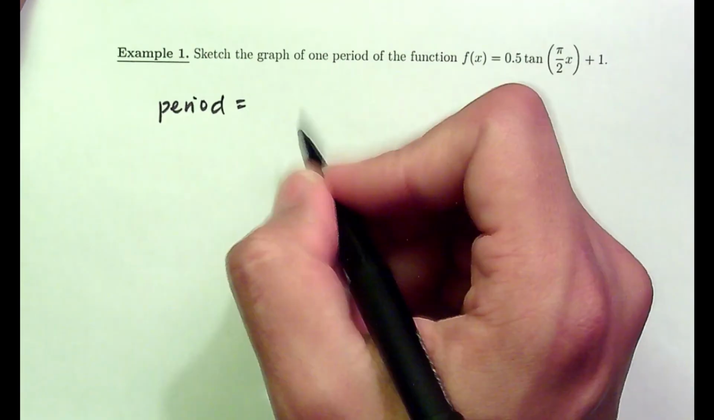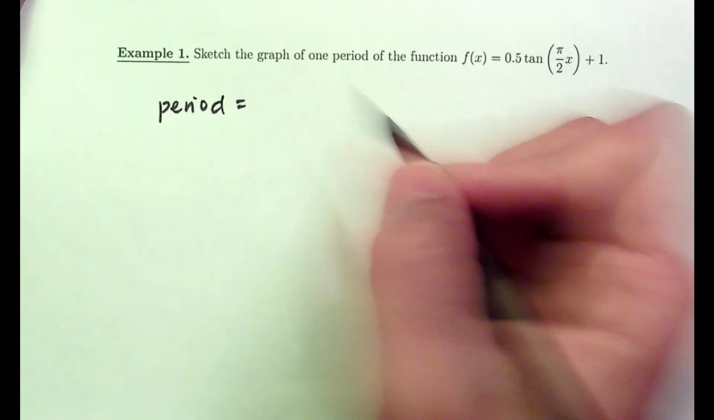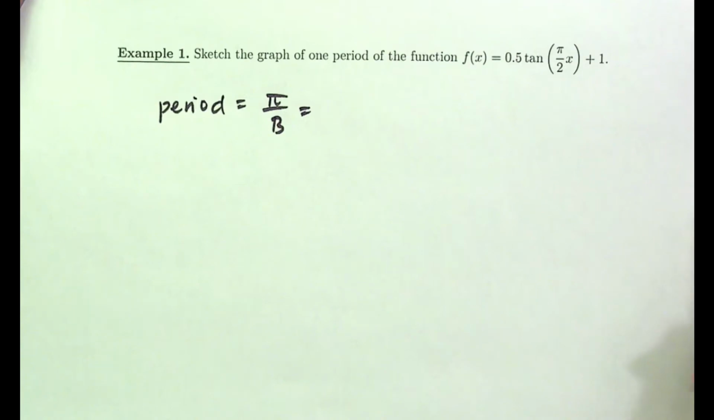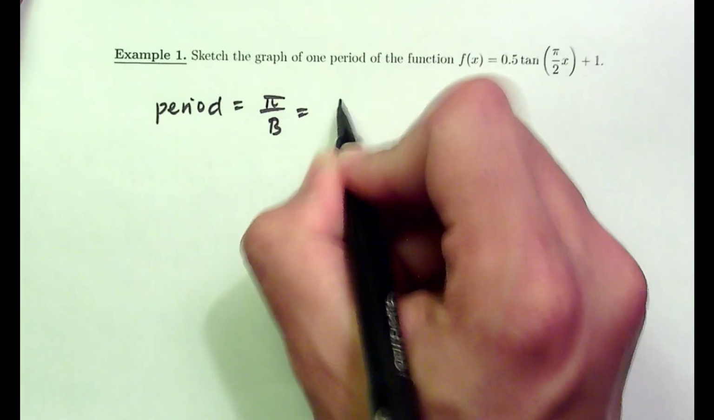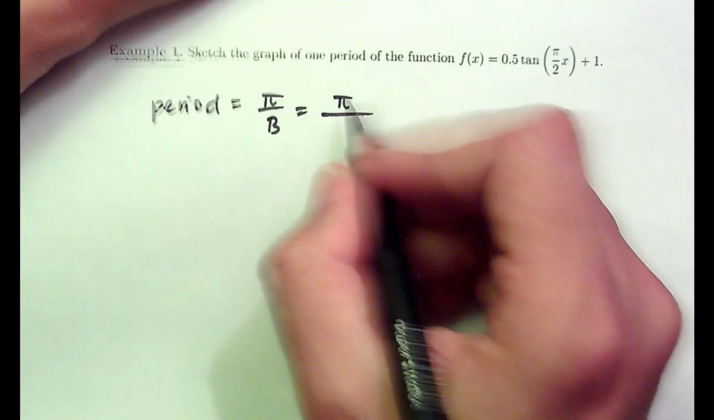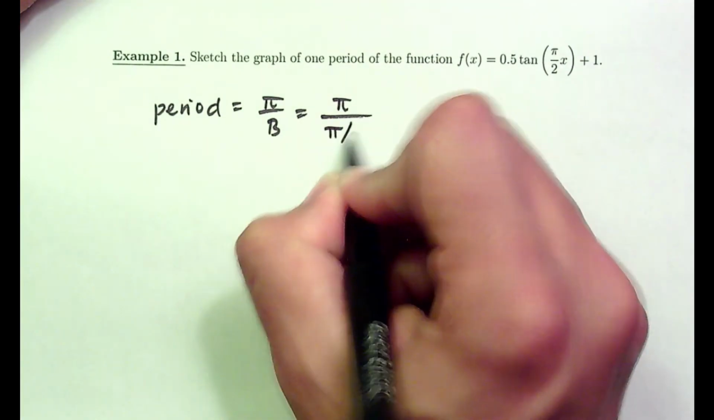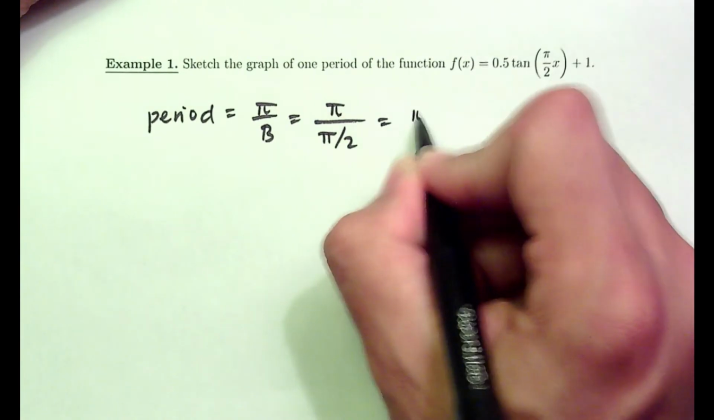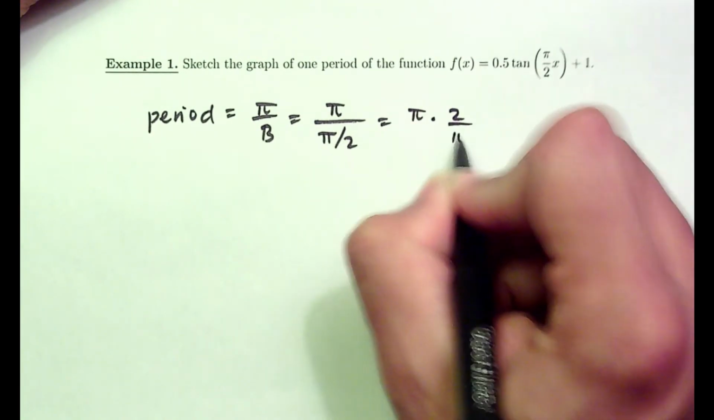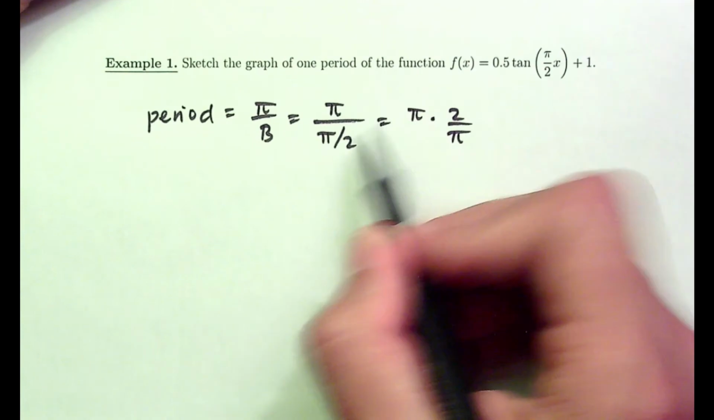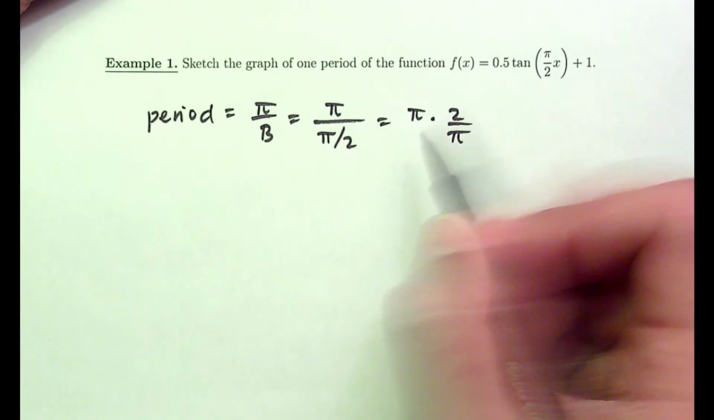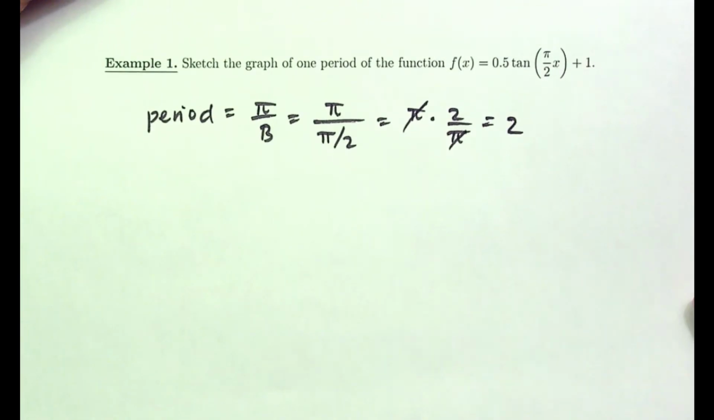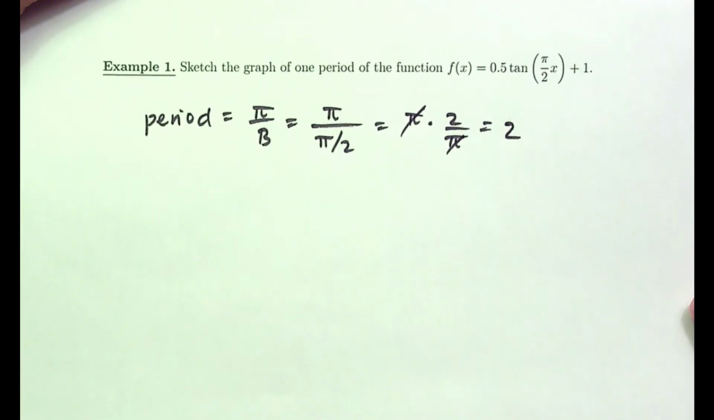You can find the period. The formula is pi over b. In this case, that means pi over pi over 2, since b is pi over 2. Let's simplify this. We get pi times 2 over pi, because dividing by something is the same as multiplying by its reciprocal. You can cancel the pi's and you get 2. So the period of this function is 2.